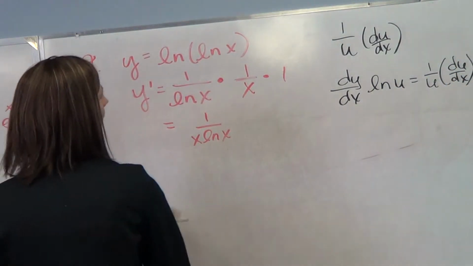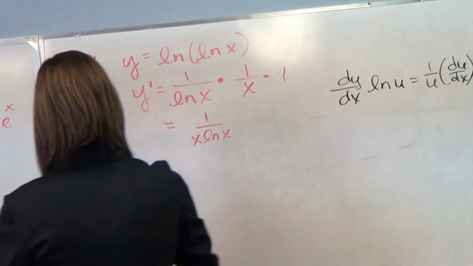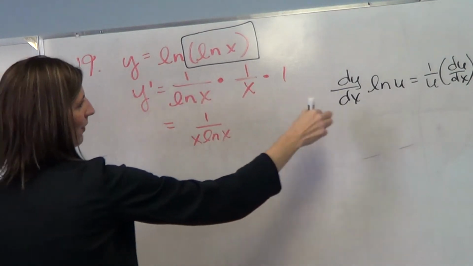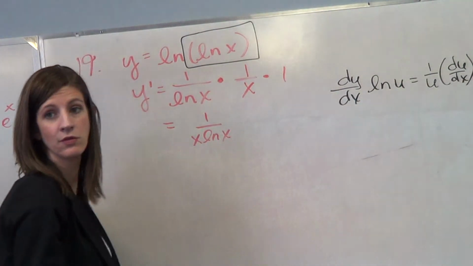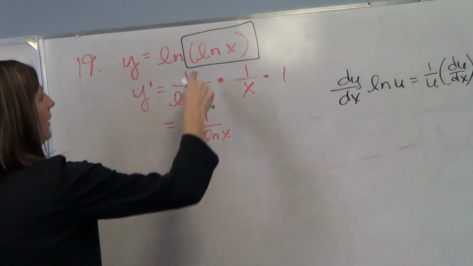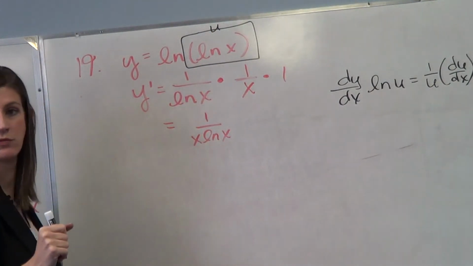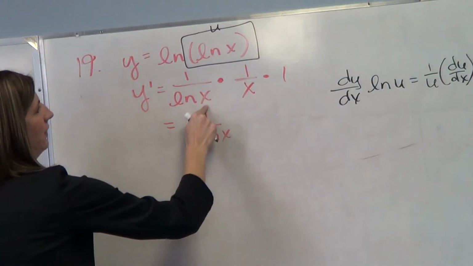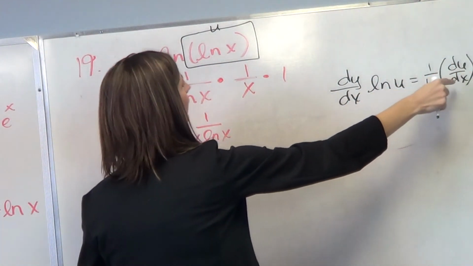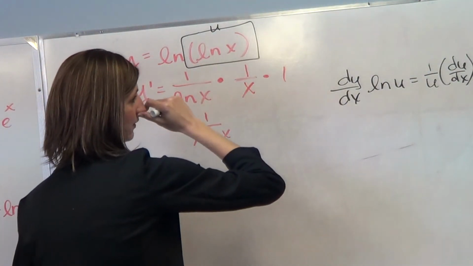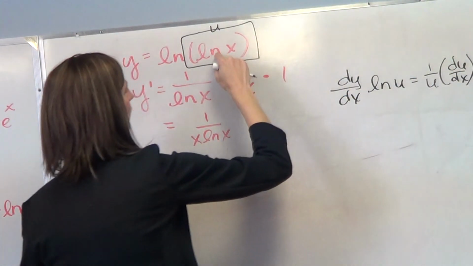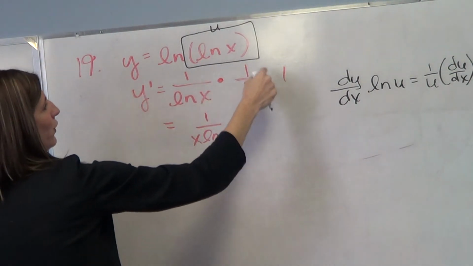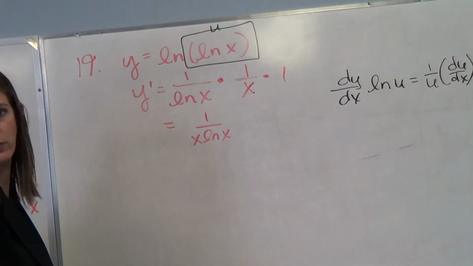So this means all of this part right now for the whole problem is the u. Right? This is the u. So that's why we have 1 over that. And then we have to multiply that by the derivative of u. So the derivative of u is the derivative of the ln of x, which is 1 over x, times the derivative of that x, which would be the 1.